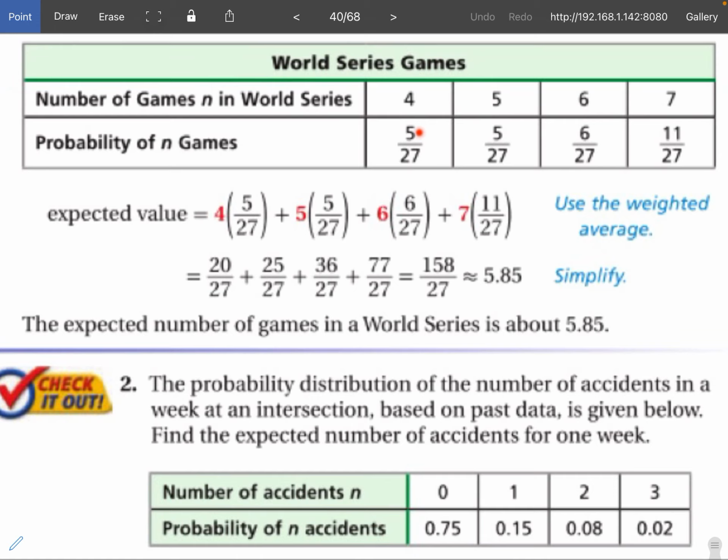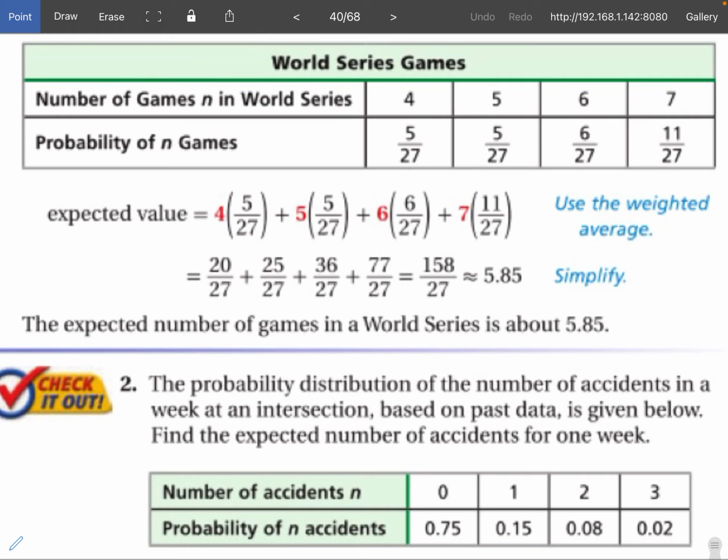So 15 times there was 4 games in a World Series. And then if you triple these, that's 15 again, 15 out of 81. There was 15 times there was 5 games in a World Series. If you triple these, that would be 18 out of 81. So 18 times there was 6 games in a World Series. And then you can see what happened most often. If you triple these, you get 33 out of 81. So 33 times there was 7 games in a World Series.